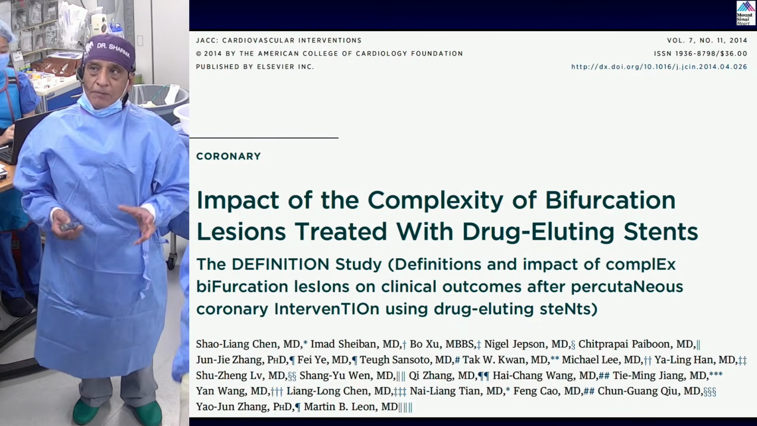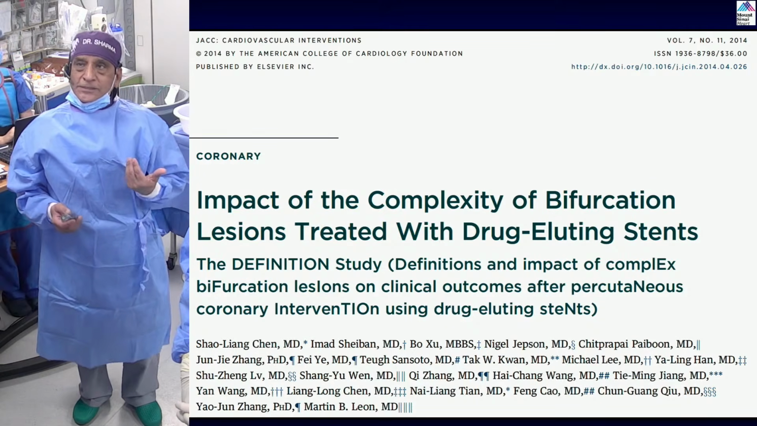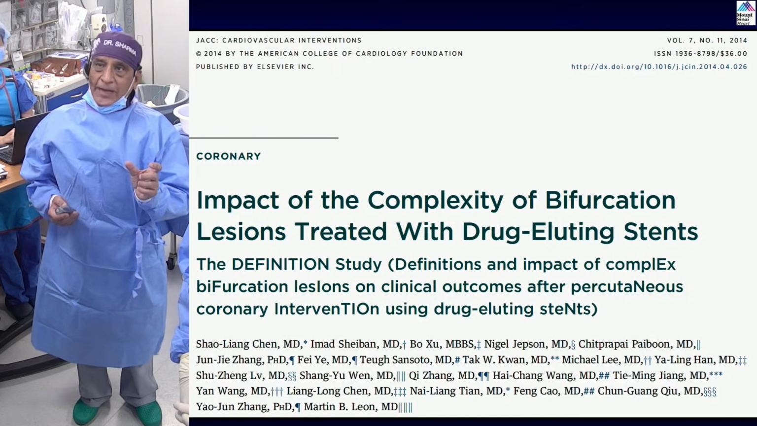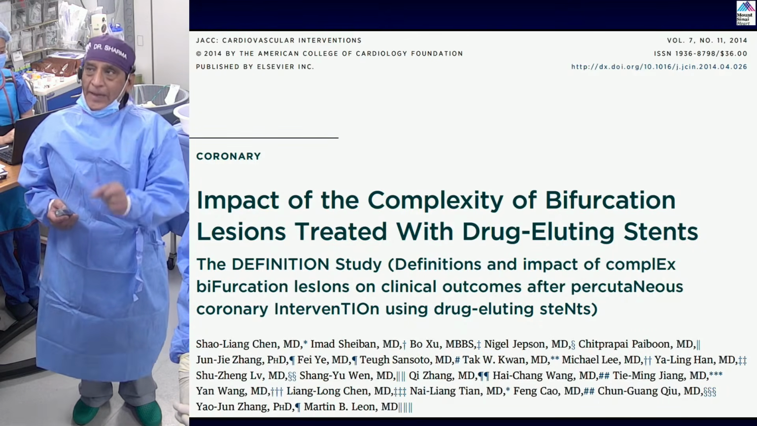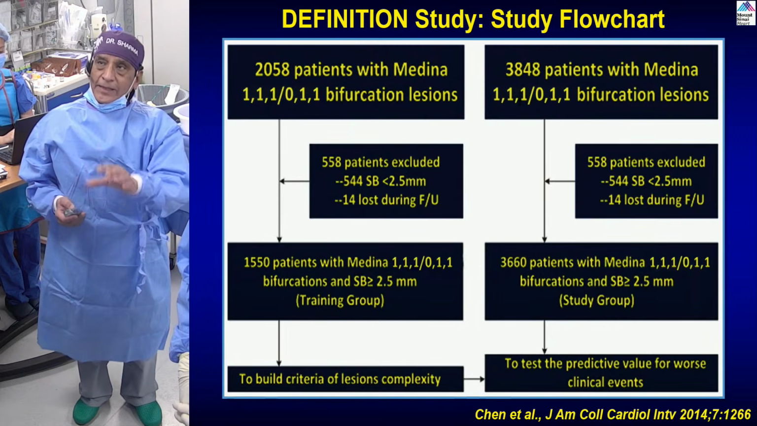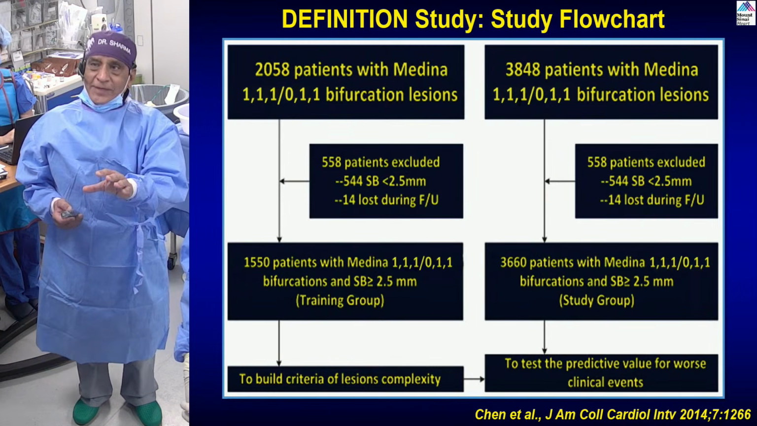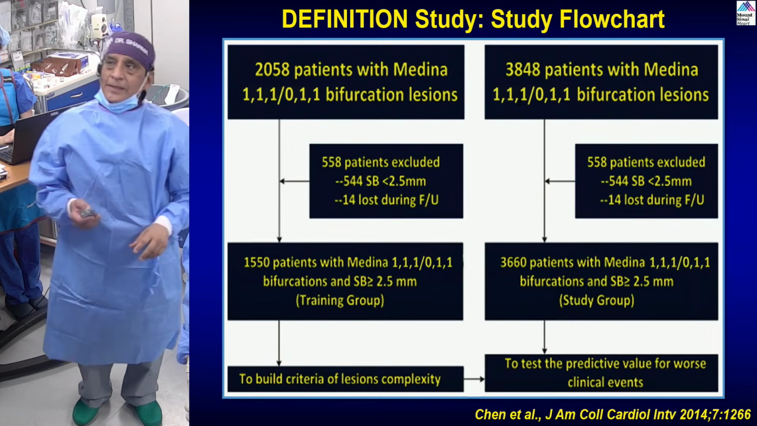How do you define complexity? Actually, this goes back early, almost 10 years ago. They made this definition trial, definition study, basically to look at the impact. So what they did is they took the patients, one on the left side, initially they did the bifurcation training group, and then used that in the study group.